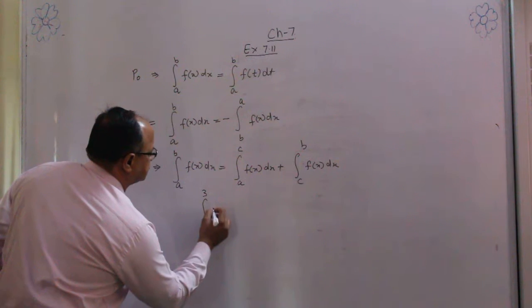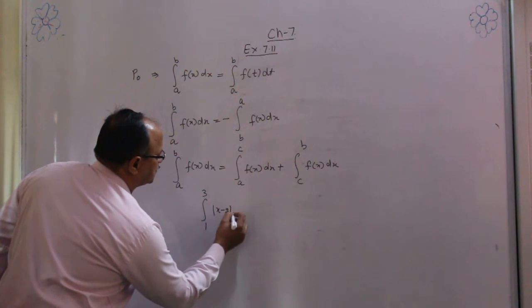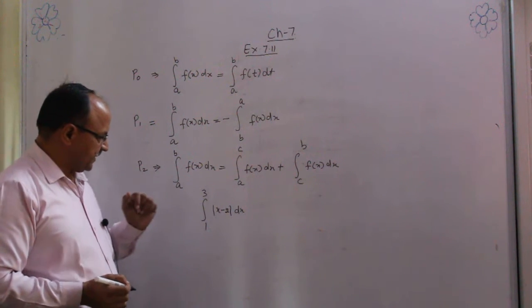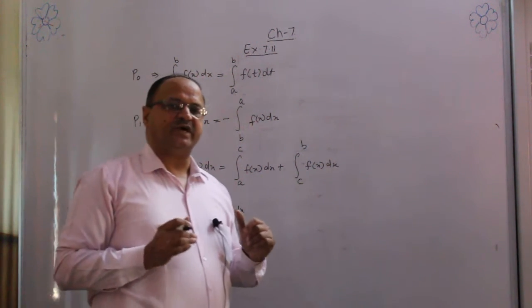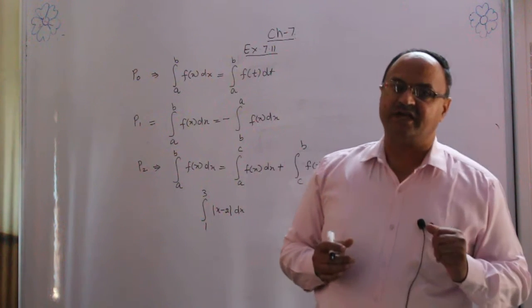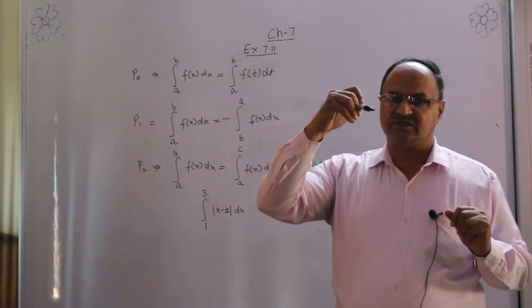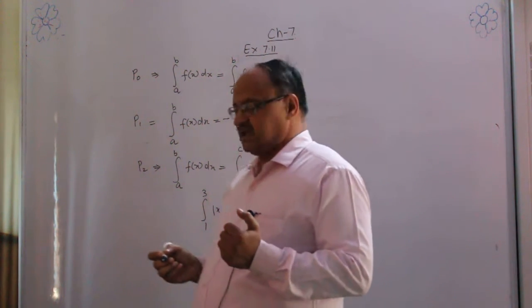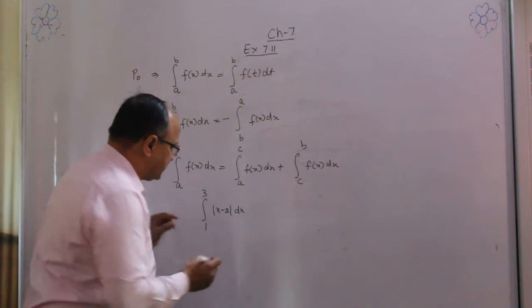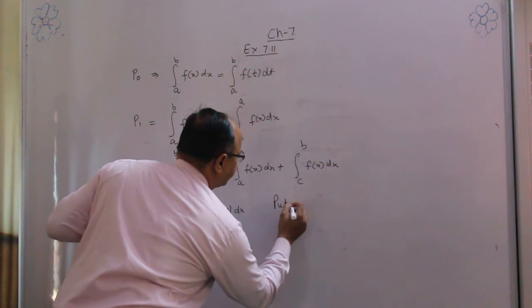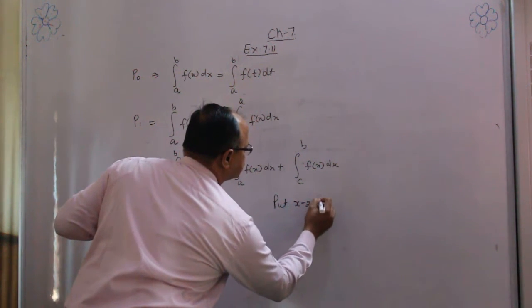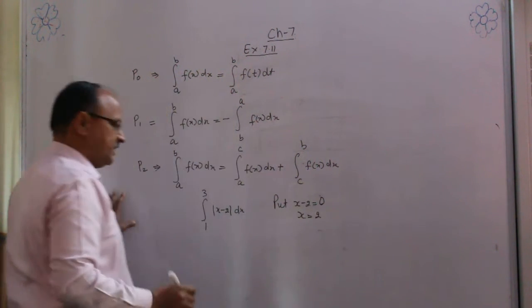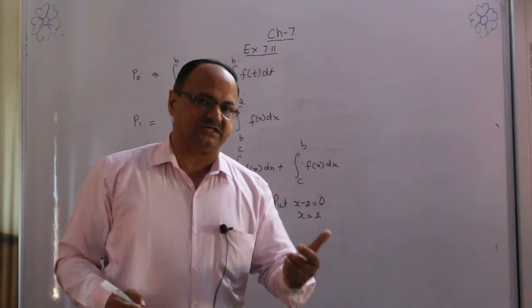Integration 1 to 3, that is mod x minus 2 dx. We solve this question with the help of this property. Can you find the critical point? Critical point means where the graph of the function turns, that is the stationary point. For finding the critical point, x minus 2 is equal to 0. Therefore, x is equal to 2. It means 2 is the breaking point.